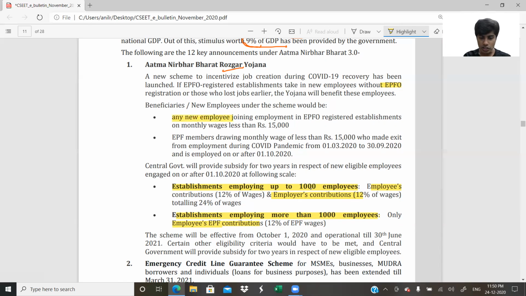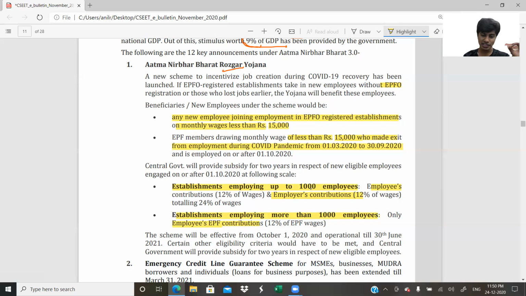New employees joining EPFO registered organizations with a monthly salary less than 15,000, and people who have lost their jobs during these 6 months. See, people drawing a monthly wage less than 15,000 and who exited employment during the COVID pandemic. Within these 6 months, from 1st of March till 30th of September, if you have lost your job, your PF balance would still increase because the government would pay.